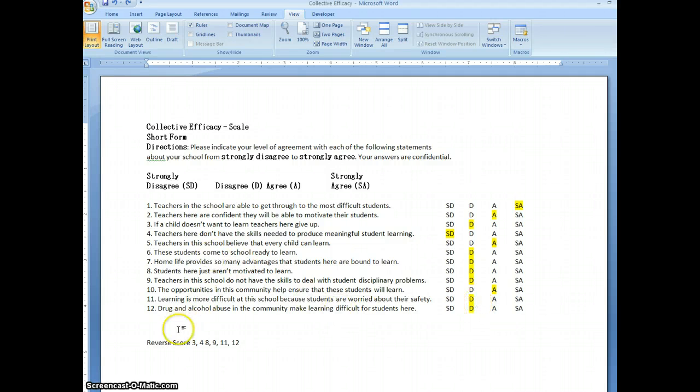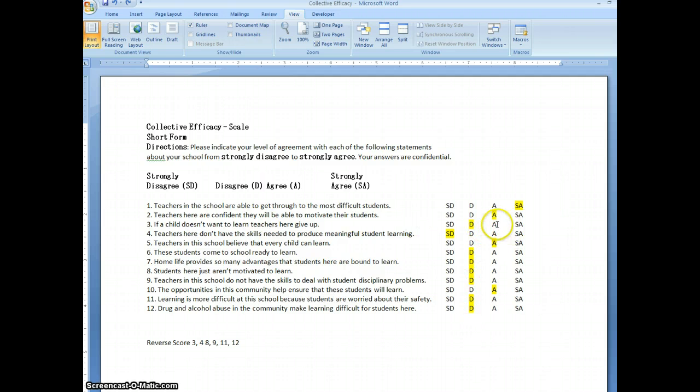Now, we do know that we have to reverse score these. So when we're going to do something with this data, we have to change the answers for the reverse scores because, for example, if a child doesn't want to learn, teachers here give up. I disagree with that. Well, if somebody had strong collective efficacy, that actually would be kind of an agreement statement. If you don't change the answers on this, you're going to end up with nothing. It's not going to be a true picture of it.